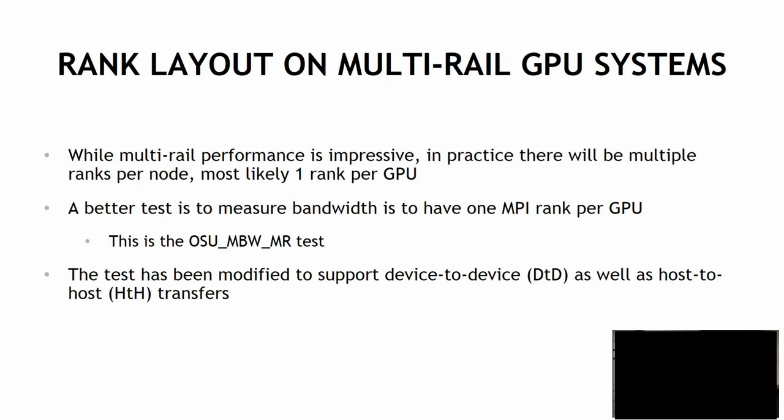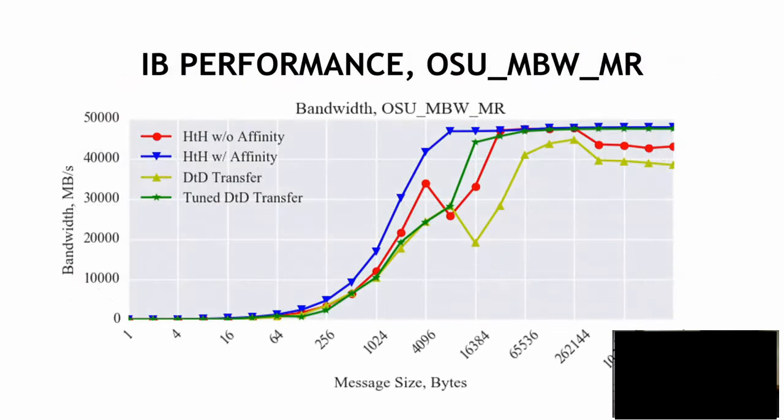But for a GPU application on a system like this, you're probably going to have 8 ranks, 1 GPU per rank. That's probably going to be the layout. So a better test is the MBW-MR test, where we can have n divided by 2 on one node and n divided by 2 on the other, and they communicate together, and then see what the maximum performance is. This is a more realistic way of doing it.